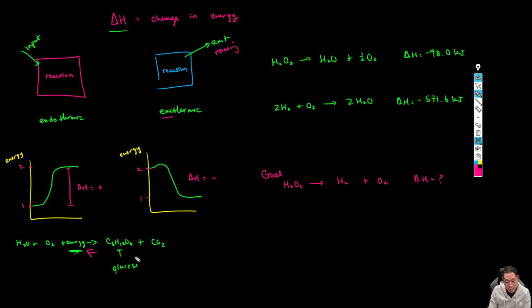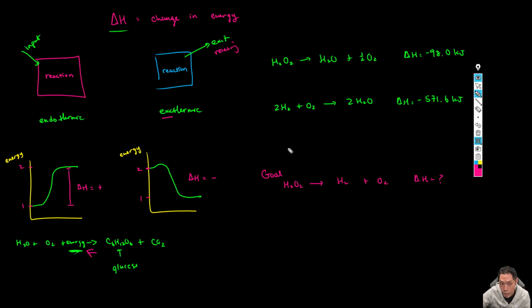Now, an example of exothermic is just the opposite right here. When we consume glucose and we eat it, our bodies are going to convert that to energy in the form of ATP, and it's going to go this way. So hopefully that makes sense why delta H is positive when it's endothermic and negative when it's exothermic.